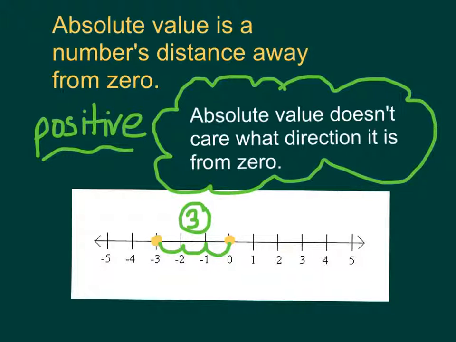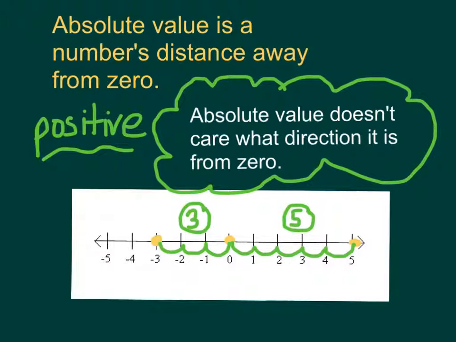The absolute value of +5 is simply going to be the distance from 0: 1, 2, 3, 4, 5. So the absolute value of 5 is 5. The absolute value of -3 is 3.